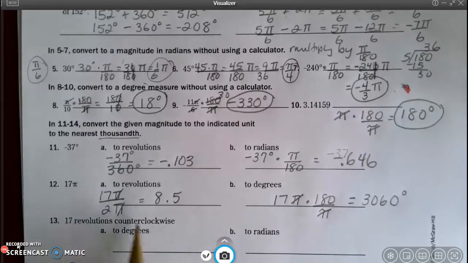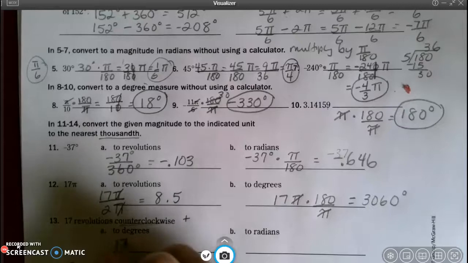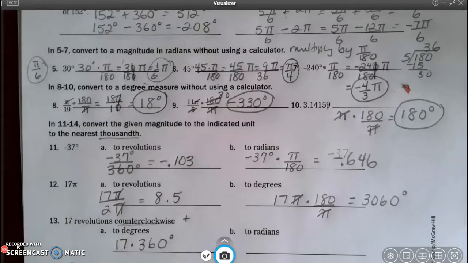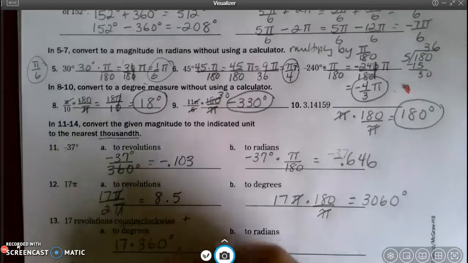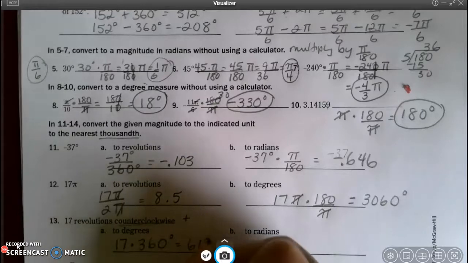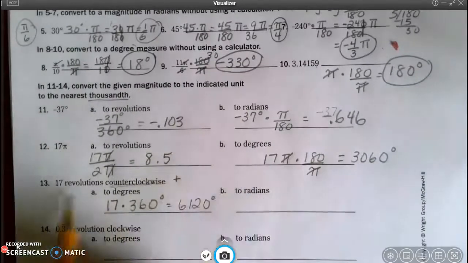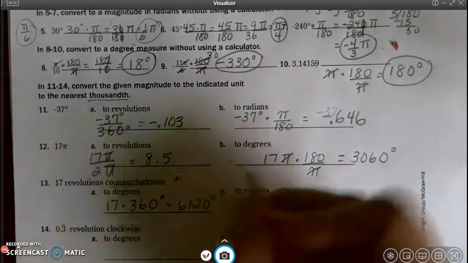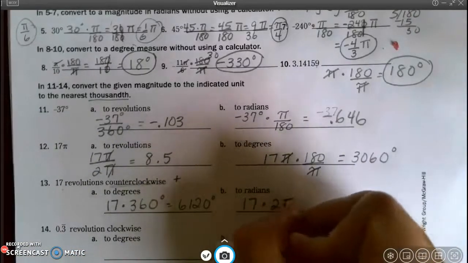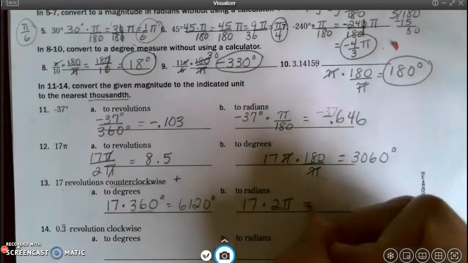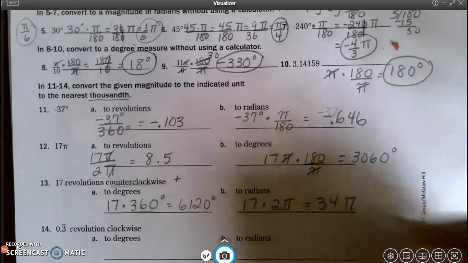Next one, 17 revolutions counterclockwise. These are going to be positive answers. So 17 revolutions in degrees would be 17 times 360. So I do 17 times 360, and that is 6,120 degrees. If I take 17 revolutions to radians, that's 17 times 2 pi. Remember, 360 and 2 pi are equivalent. They're just different types of measure, and I get 34 pi.